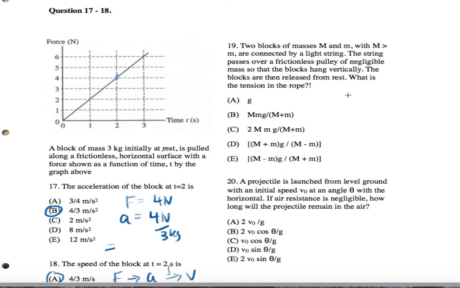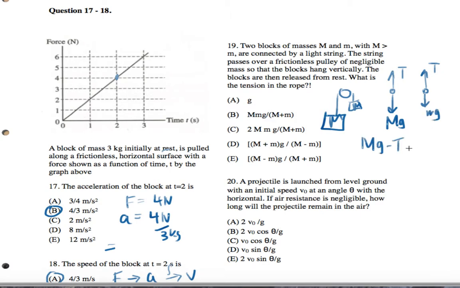All right, now, question 19. This is actually very much like a problem we did earlier. But now we're going to have big M and little m. So let's figure this out. So I'm going to have tension and big Mg here, and for the little mass, tension and little mg there. So I'm going to end up getting Mg minus T equals big M times a. My sign convention goes this way. And then for the little m, I'm going to end up getting T minus mg equals little m a.